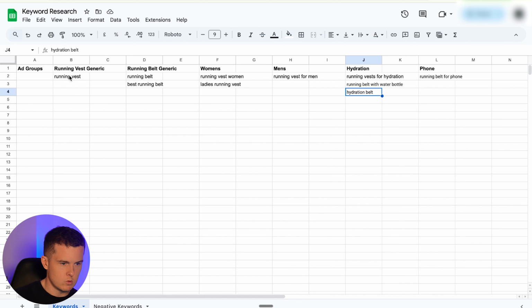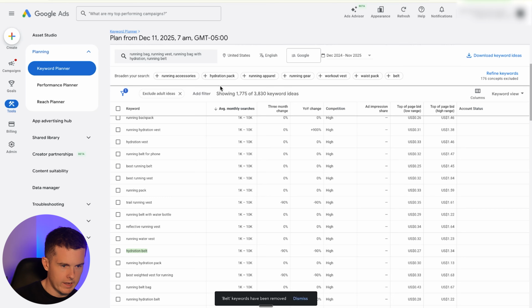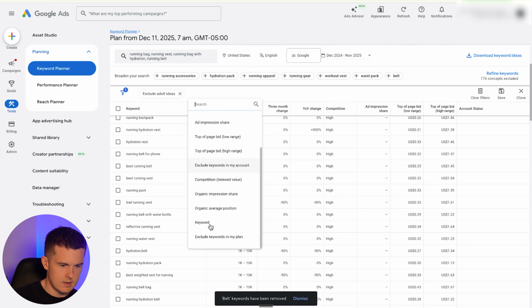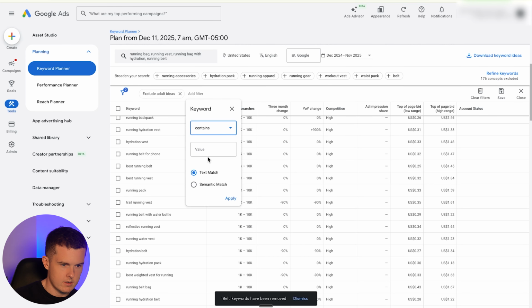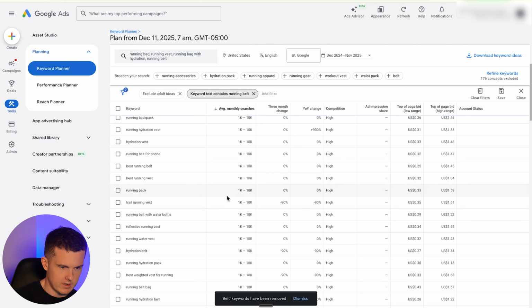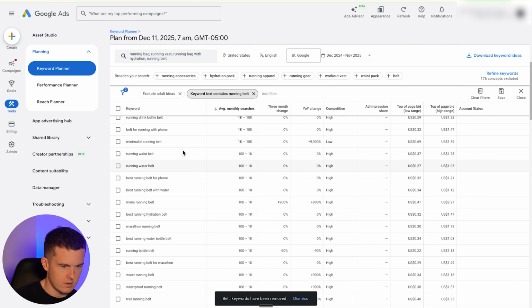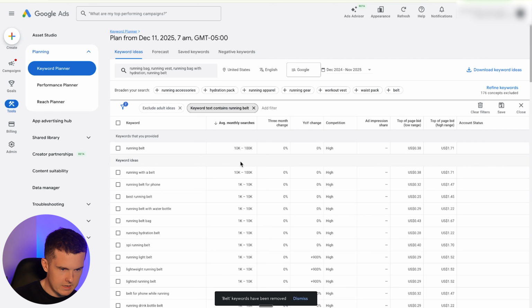So what I could actually do if I wanted to focus more on finding terms for, let's say, running belt, what I can actually do is set up a filter here. And the filter is keyword contains running belt. And we can even keep it on text match is fine. So it's kind of close. So running belt is very high. Running with a belt, we said we might leave that.